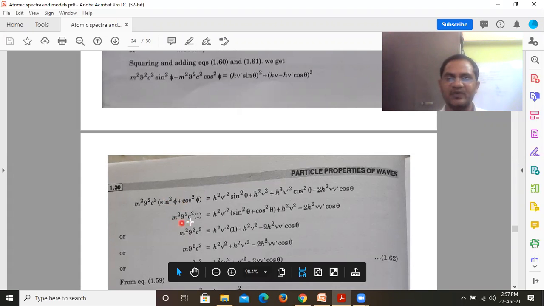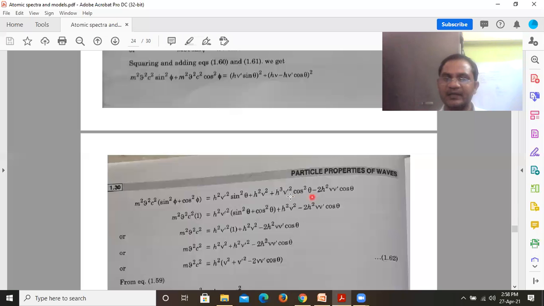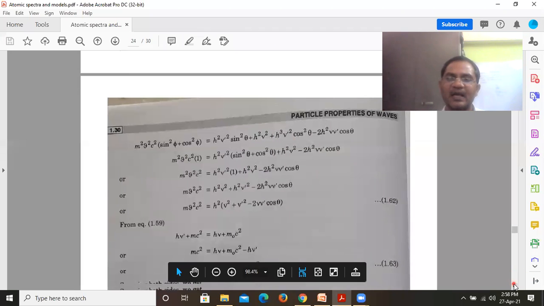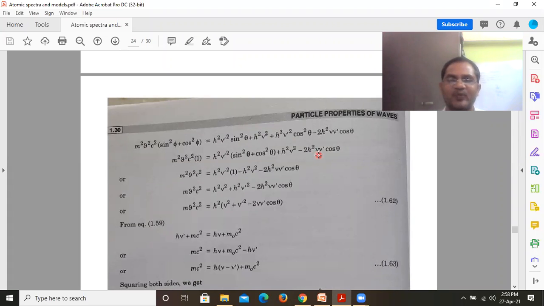Hence m square v square c square is equal to, on the right side, h square nu dash square taking sin square theta common. Here there is also h square nu dash square cos square theta. So sin square theta plus cos square theta, plus the remaining h square nu square written here, minus another term, minus 2 h square nu nu dash cos theta. So m square v square c square is equal to h square nu dash square, again sin square theta plus cos square theta, 1 substituted, plus h square nu square minus 2 h square nu nu dash cos theta.